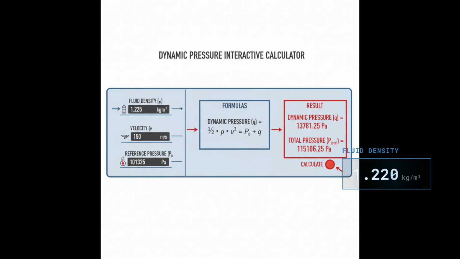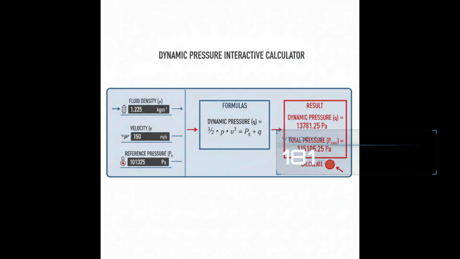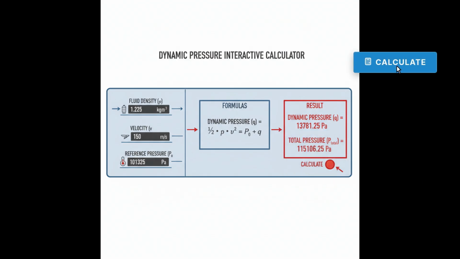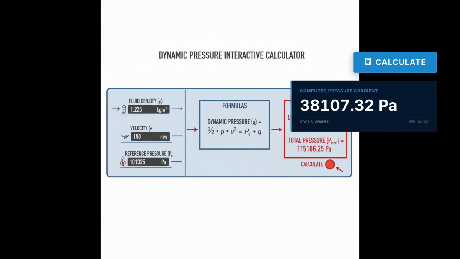I'll enter a fluid density of 1.2225 kilograms per cubic meter and a velocity of 250 meters per second. After clicking Calculate, the results show dynamic pressure equals 38281.25 pascals, or 38.281 kilopascals, which represents the kinetic energy per unit volume of the moving fluid.